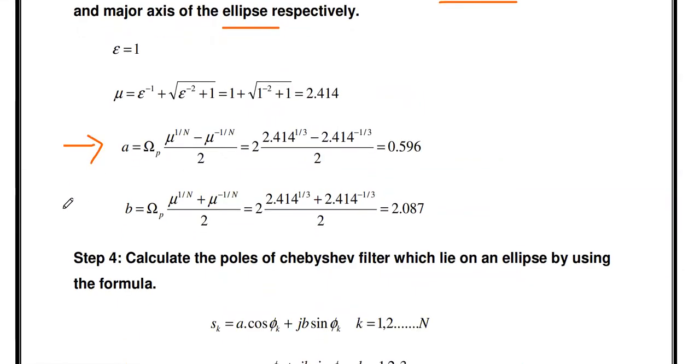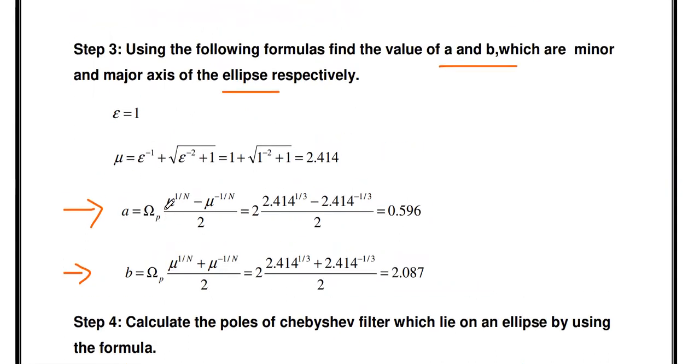So the formula for A and B is: A equal to omega P into mu power 1 by n minus mu power minus 1 by n, divided by 2. The major axis B equal to omega P into mu power 1 by n plus mu power minus 1 by n, divided by 2. So in order to calculate A and B, first you should know the mu value.